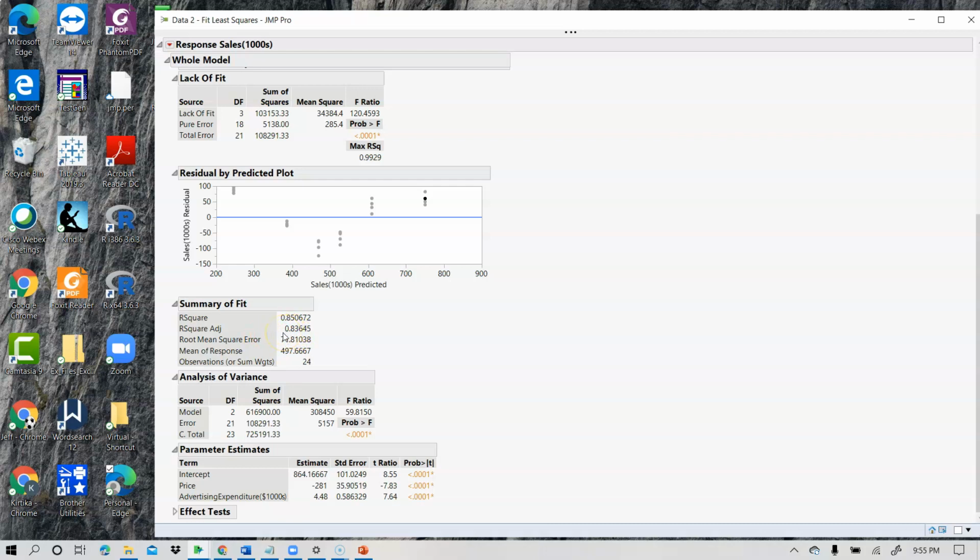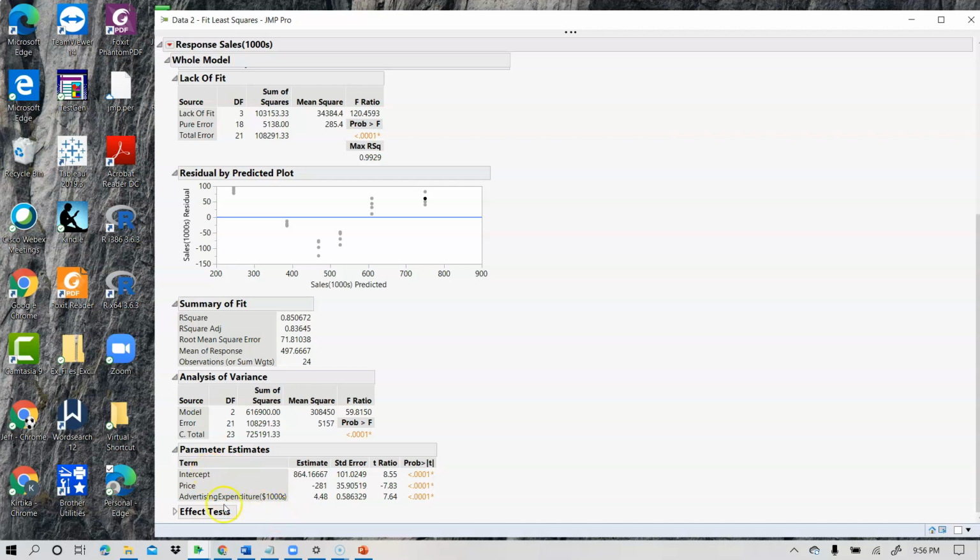Our adjusted R-square is 0.83645. What if we were interested in seeing if these two independent variables, price and advertisement, have some joint effects? In other words, do they interact with each other? For example, does the impact of advertising expenditure on our sales change at various price points?